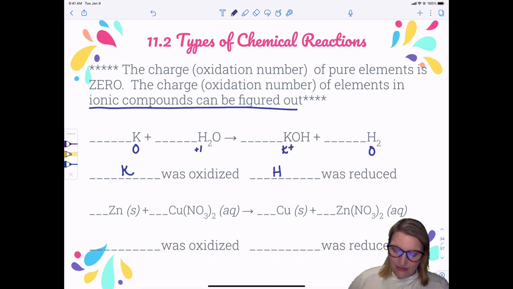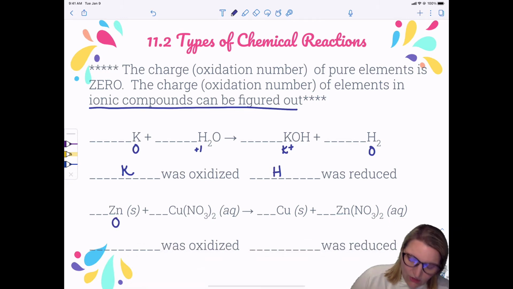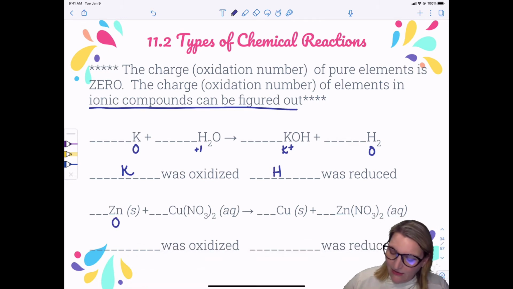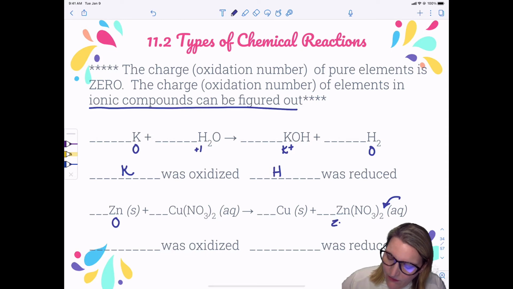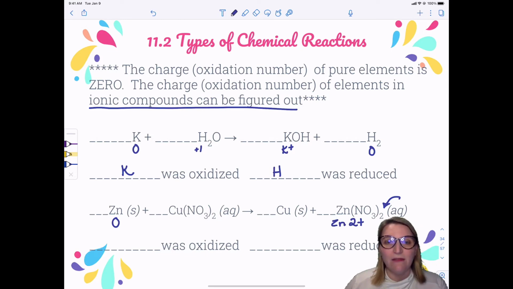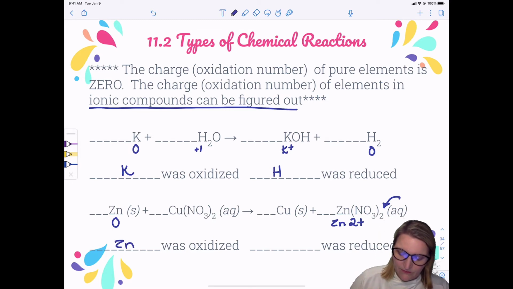Let's look at this next example here. Zinc starts out as being neutral, and zinc on the right-hand side, since it has 2 nitrates that need to balance it out, I can figure out that the zinc must have been 2 plus. So then how did it go from being neutral to being 2 plus? It lost electrons. It was oxidized.